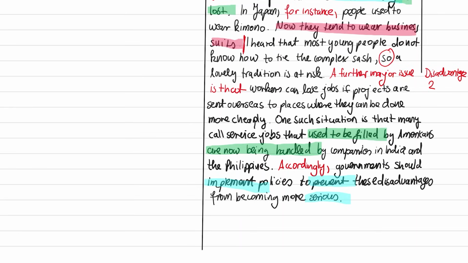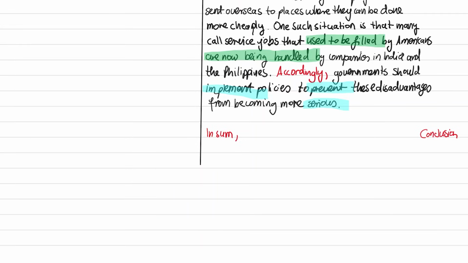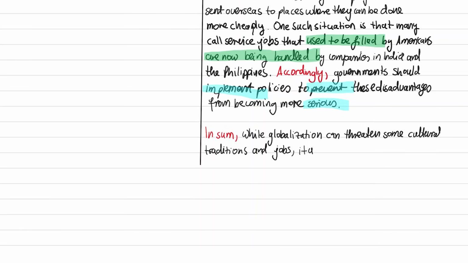Implement, prevent, and serious. Finally, you have to write a conclusion for the whole essay. I picked the sentence starter "In sum" from the template to show the IELTS examiner that this is my conclusion. First, let's write a sentence that sums up the advantages and disadvantages in the essay. In sum, while globalization can threaten some cultural traditions and jobs, it also allows people to share valuable ideas and products. Threaten and valuable are great words to showcase your vocabulary.